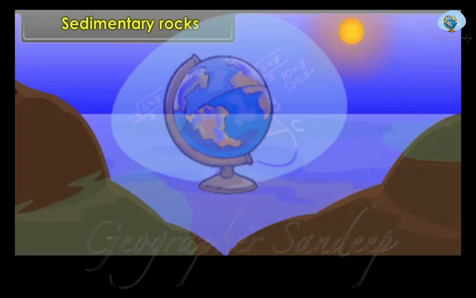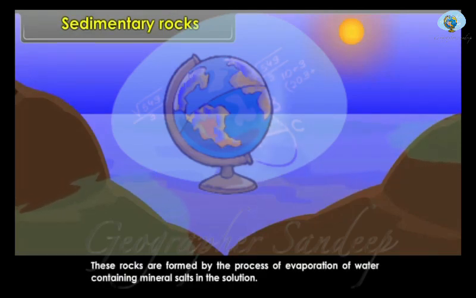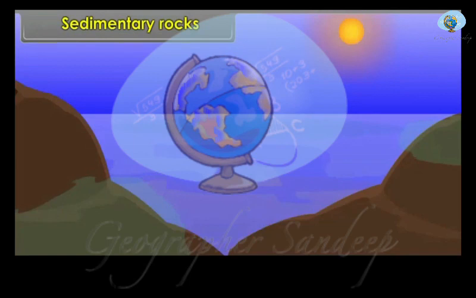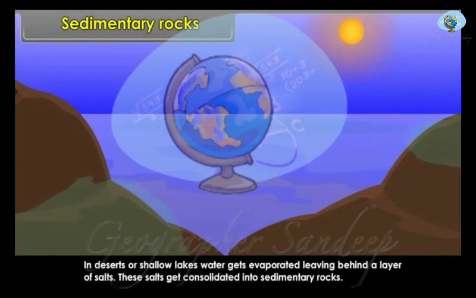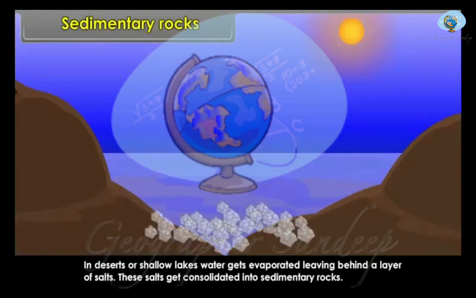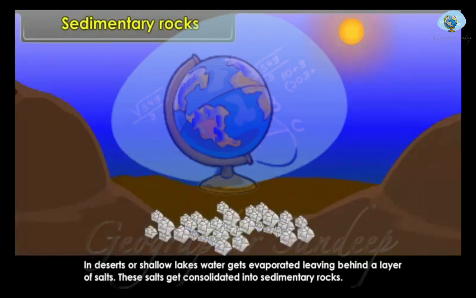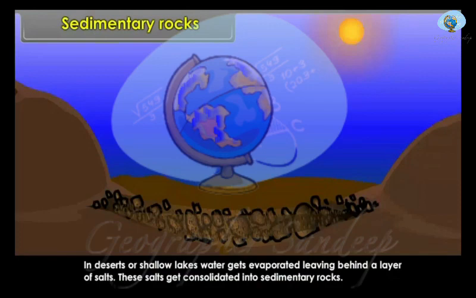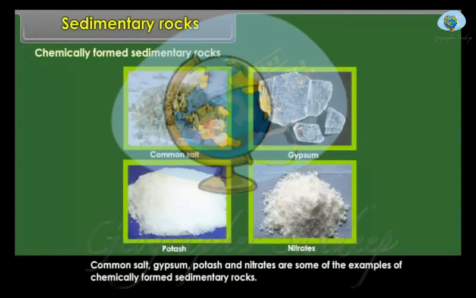Chemically formed sedimentary rocks. These rocks are formed by the process of evaporation of water containing mineral salts in the solution. In deserts or shallow lakes, water gets evaporated, leaving behind a layer of salts. These salts get consolidated into sedimentary rocks. Common salt, gypsum, and nitrates are some of the examples of chemically formed sedimentary rocks.